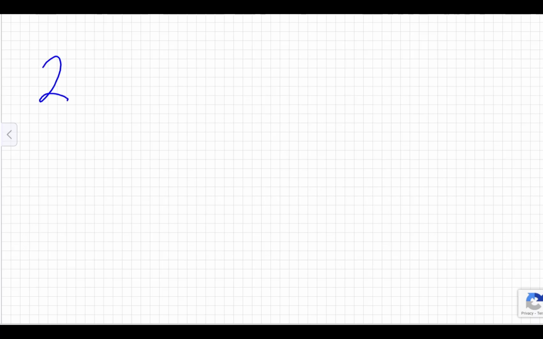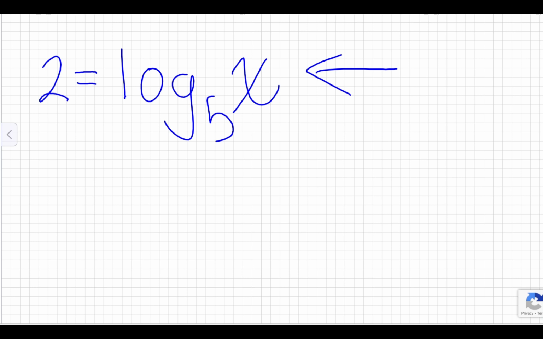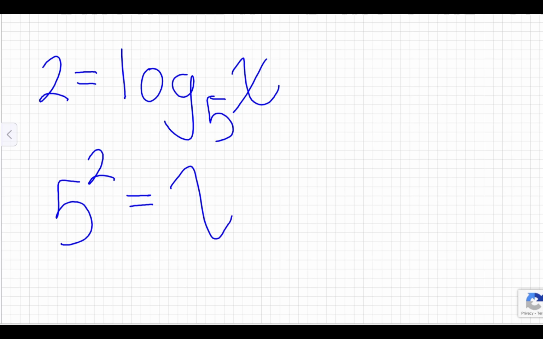Okay, so now we want to rewrite this equation into exponential form. So remember, x is our actual answer, 5 is our base, and 2 is our exponent. If we rewrite this in exponential form, we get 5, the base, to the power of 2, the exponent, set equal to x, the answer. If you square 5, it gives you x equals 25.